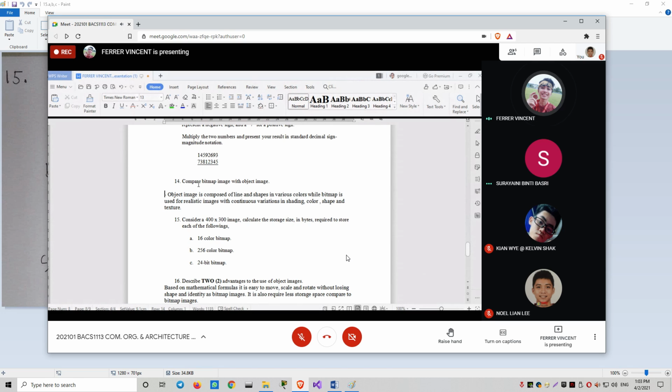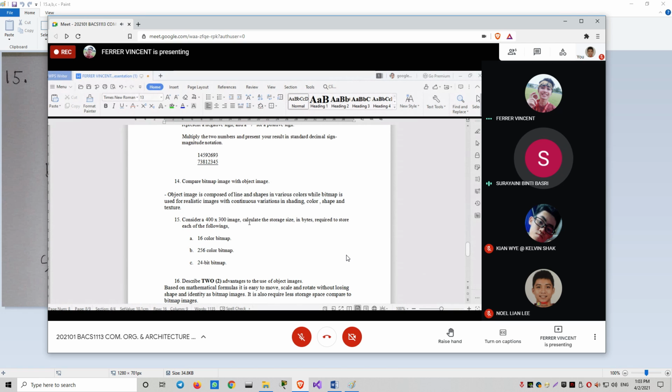I'm not sure how to answer. Compare bitmap image with object image. So here's my answer. Object image is composed of lines and shapes in various colors, whereas bitmap is used for realistic images with continuous variations in shading, color, shape, and texture. Is it correct? Like this?